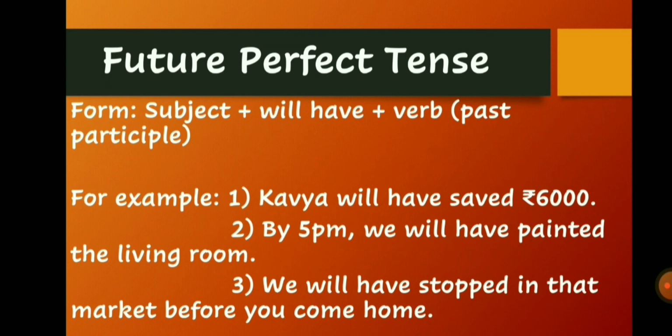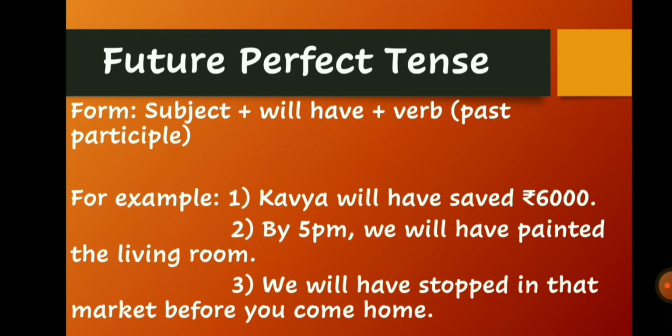So the third one, we is a subject, will have stopped is the action which is completed in the future, and it shows the future perfect tense. So students, I hope that you have understood future perfect tense. Future perfect tense refers to the completed actions in the future.